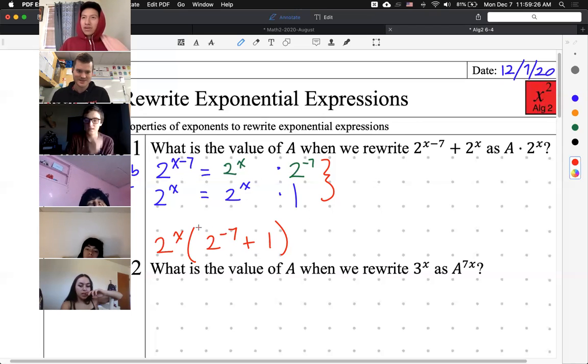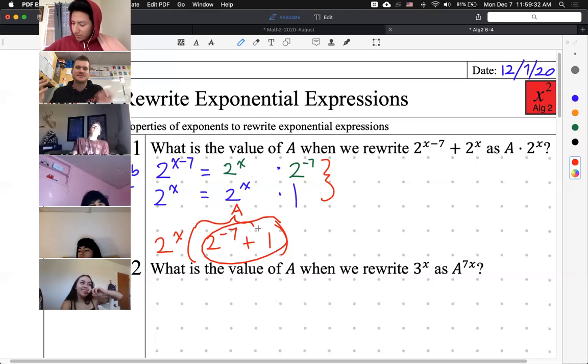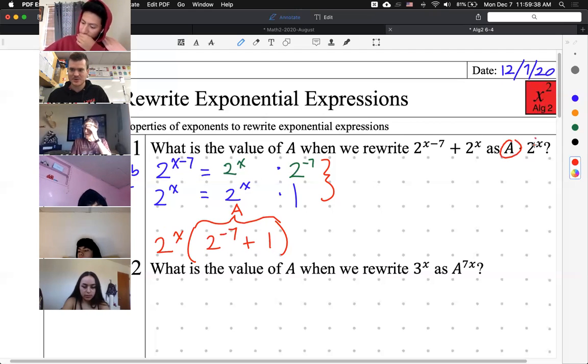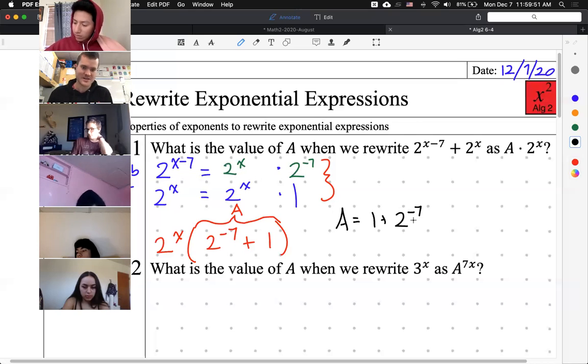Because look, this is our A term. This right here is our A term. Because I have something, it happens to be a bunch of 2 to the power of negative 7 plus 1, something times 2 to the power of x. And that's what this is saying. Something times 2 to the power of x. And what is this something? Well, that something is, I have to figure this out now. This is like the scratch work over here. Well, A is 1 plus 2 to the negative 7. I just switched the order there. And you can actually figure out what that is.